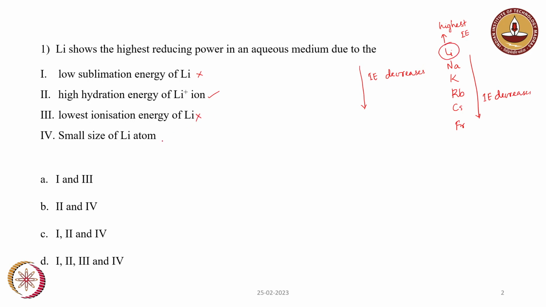And next one is small size of lithium atom. Because of the small size, it will have high hydration energy, and hydration energy is proportional to the reducing power. So the statement is correct. So the answer is option B. Statement 2 and statement 4 are the correct ones.